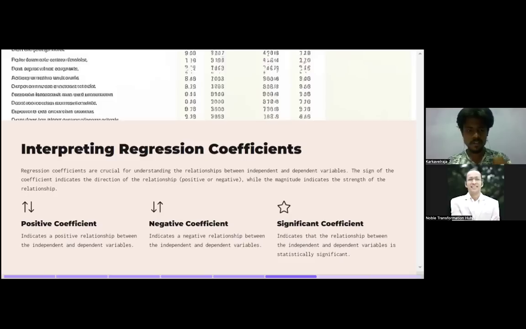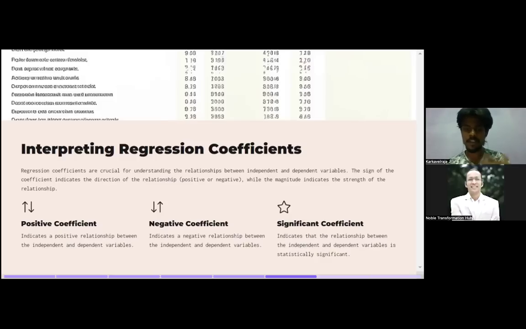A negative coefficient indicates a negative relationship between the independent and dependent variable. Consider that if the student studies for 1 hour, the mark is 10. If 2 hours, the mark is 9. If 3 hours, the mark is 8. Or consider a student who studies 10 hours but the mark is 1; at 9 hours the mark is 8, and so on. Whenever the study hours increase, the mark decreases. That means there is a negative coefficient.